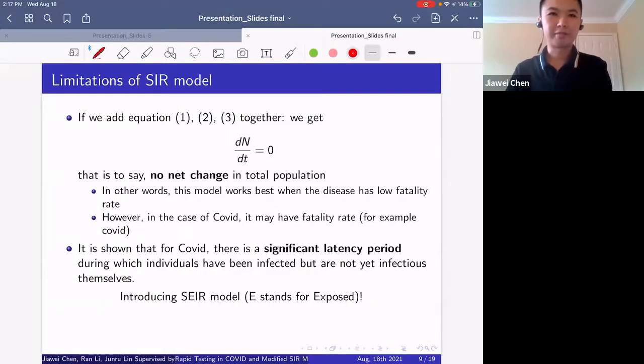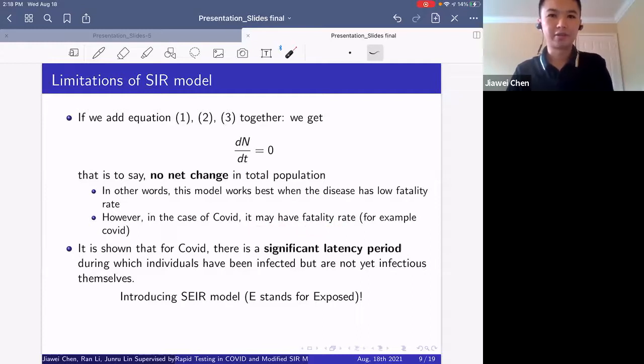But here are some limitations of the SIR model. One of the limitations is that it does not account for the increase and decrease of the population. So there's no vital dynamics, namely, we didn't account for the death or birth of individuals. So this will work best when the disease has a low fatality rate, say for example flu, something that spreads but does not really kill people. However, in the case of COVID, this rate is actually significant.